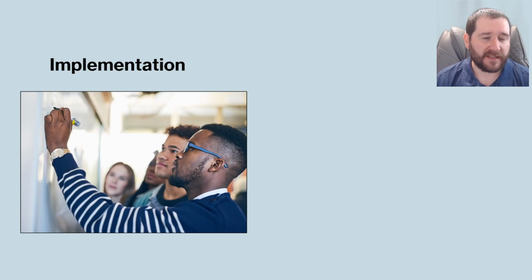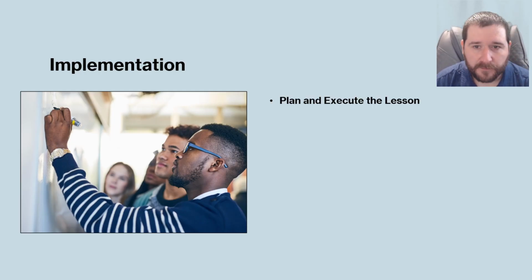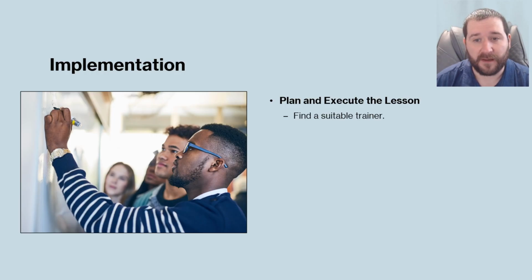Next, the I in ADDIE represents implementation. And in the implementation phase, we are piloting or running our course. We want to plan and execute the lesson. We'll have to find a suitable trainer. Sometimes you might not be the actual trainer of the training you're creating, and you might have to find someone else to pass that off to. Or it might be you that's teaching the lesson. That's fine as well.